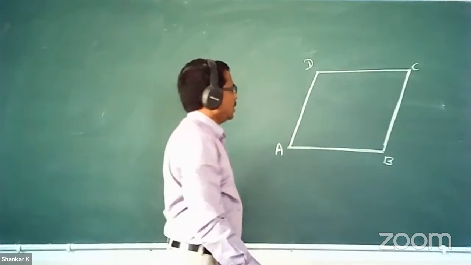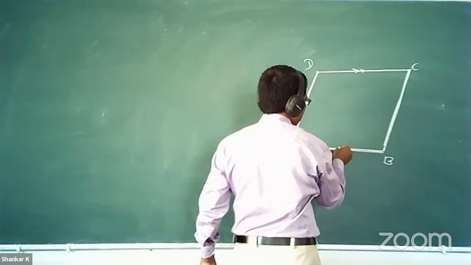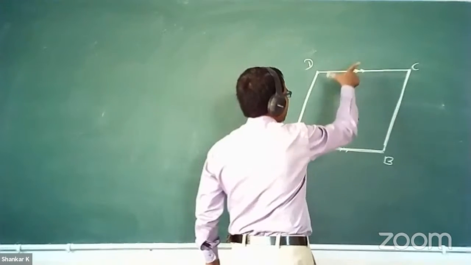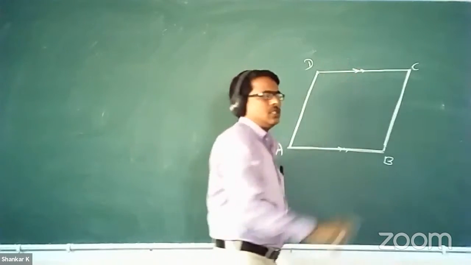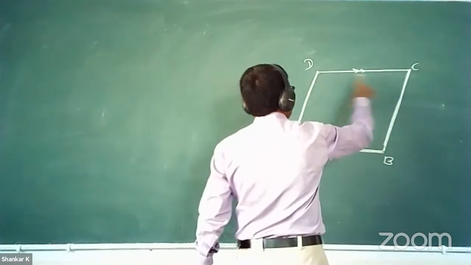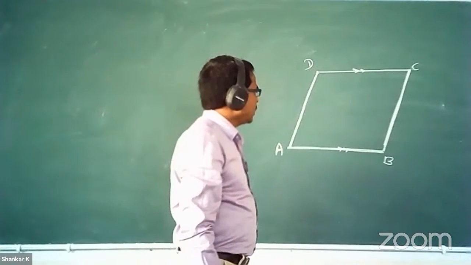If it is a parallelogram, opposite sides are parallel and they are equal. AB is parallel to CD, AB is equal to CD. Similarly, BC is parallel to AD, BC is equal to AD. This also we know.